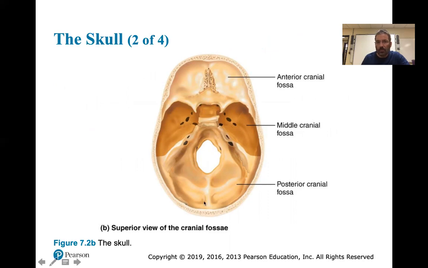Middle, posterior. Foramen magnum means big hole, and that's where your spinal cord comes through. The posterior cranial fossa in here is where your occipital lobe, or the brain, is going to be sitting. There's the anterior cranial fossa for the frontal lobes. And if you look, there's a division here.